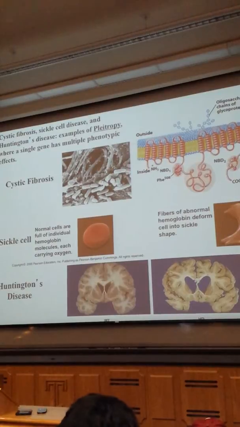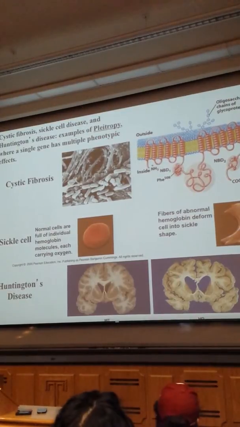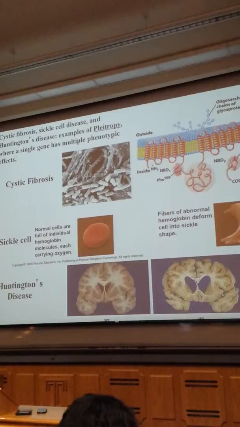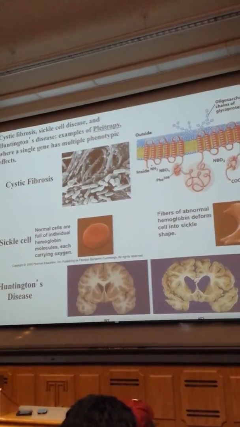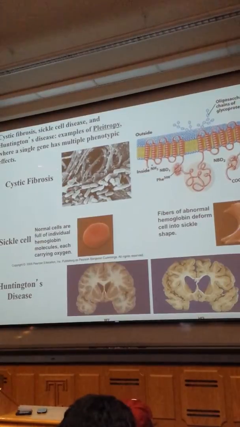All right. Now I want to talk about another complex pattern of inheritance. It's called pleiotropy. Pleiotropy is a complex pattern of inheritance where the product from a single gene will affect many different phenotypes of an individual. An example of pleiotropy is cystic fibrosis. Another example is sickle cell disease. Another example is Huntington's disease.